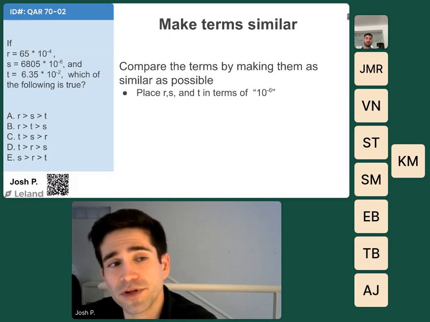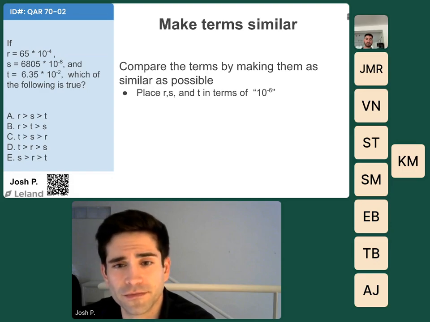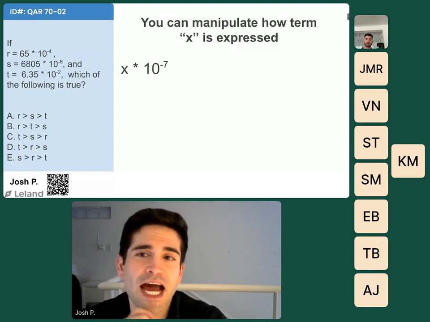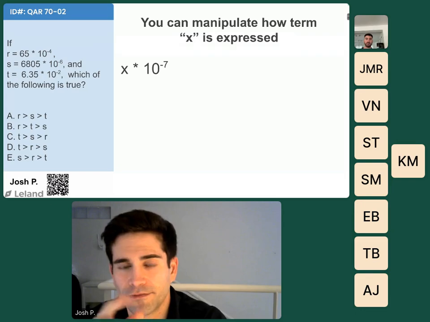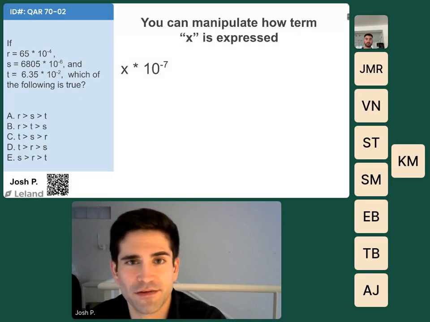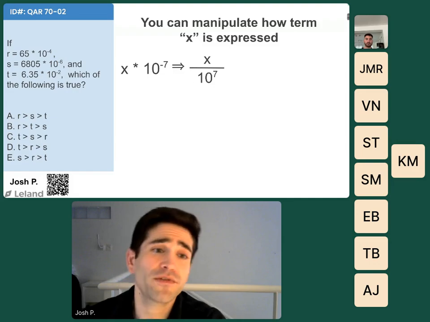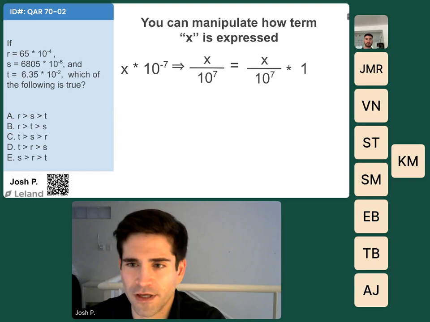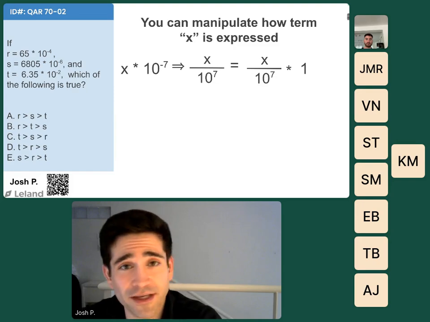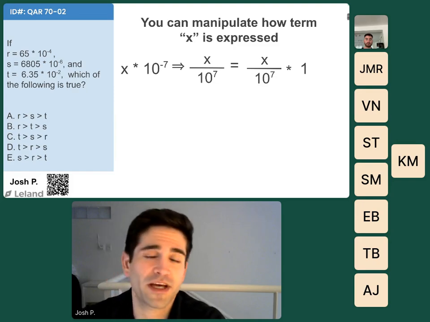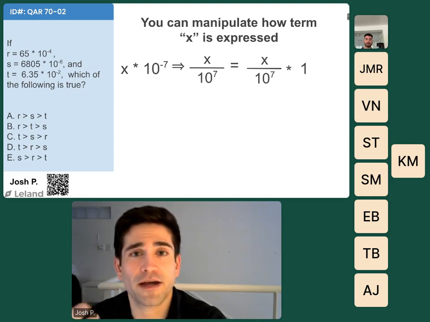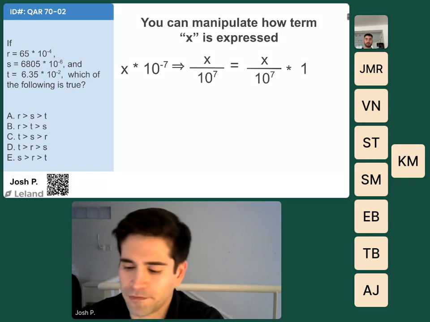So we could place R, S, and T in terms of 10 to the minus 6. For example, we can manipulate how a term x is expressed. X times 10 to the minus 7 is equivalent to x over 10 to the 7, which is the same when we multiply it by 1. But we can multiply it by 1 in a sophisticated manner to make our lives easier.